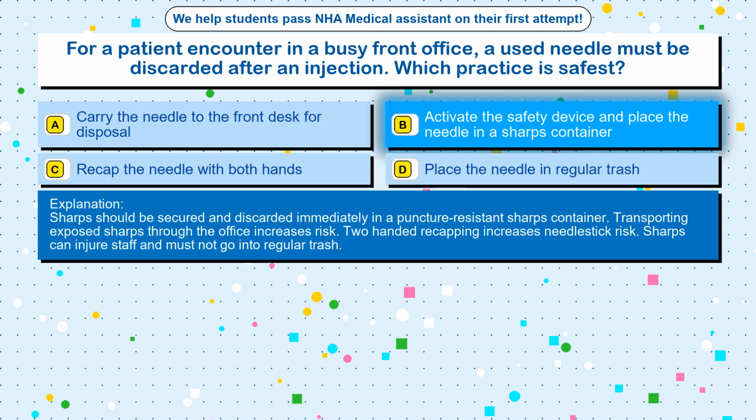Sharps should be secured and discarded immediately in a puncture-resistant sharps container. Transporting exposed sharps through the office increases risk. Two-handed recapping increases needle stick risk. Sharps can injure staff and must not go into regular trash.